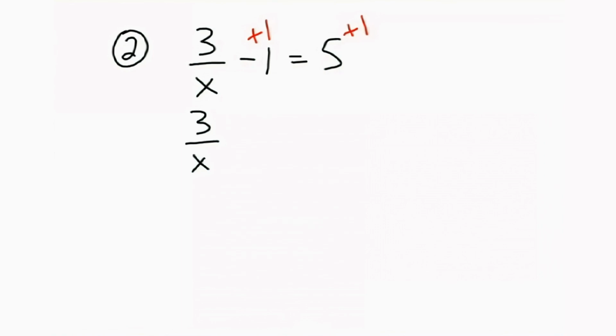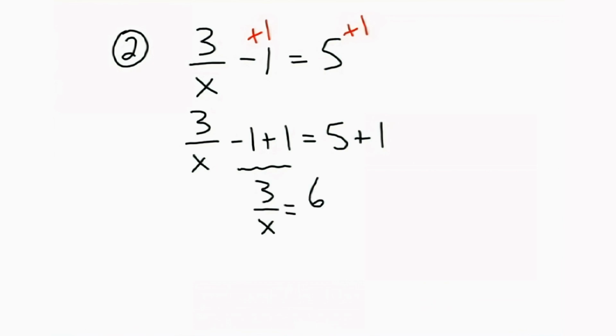equal, 3 divided by x. Oftentimes we don't write the minus 1 plus 1. This is the part that sometimes we don't write because we know it always cancels to 0. And that's equal to 5 plus 1. And so now we have 3 divided by x is equal to, and 5 plus 1 is 6.